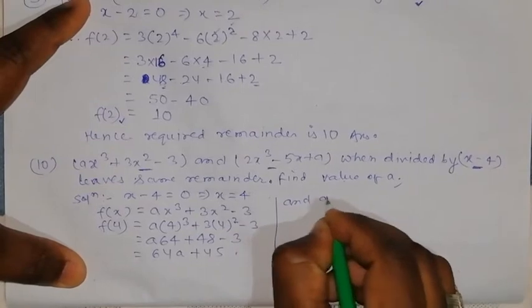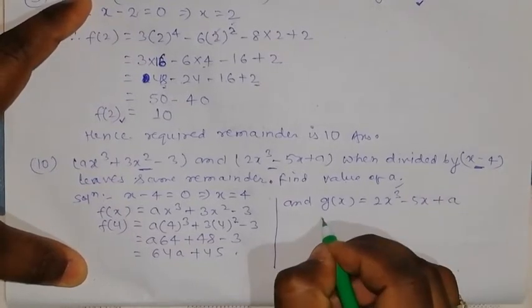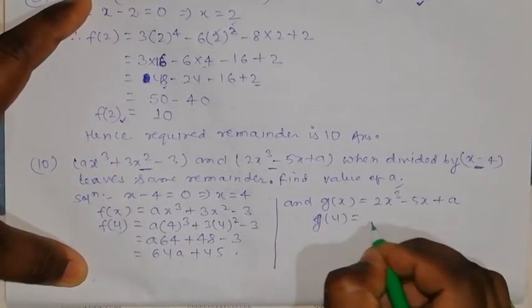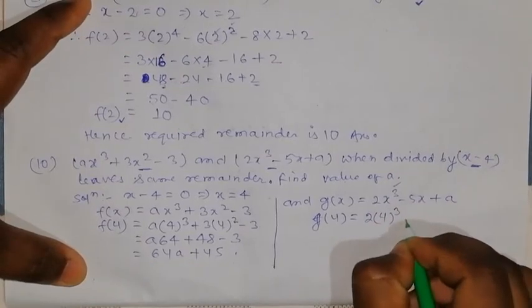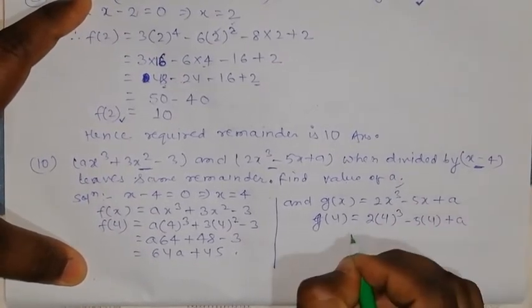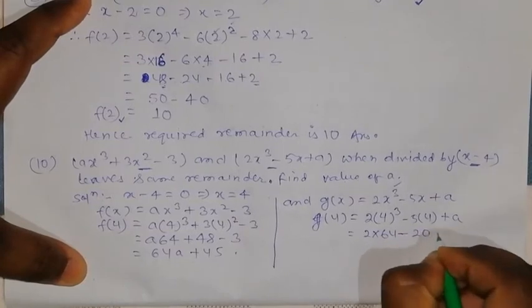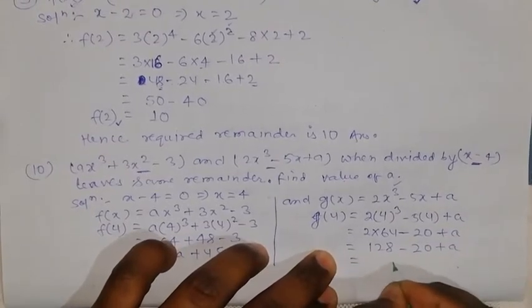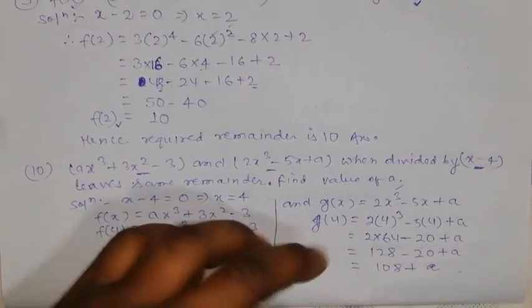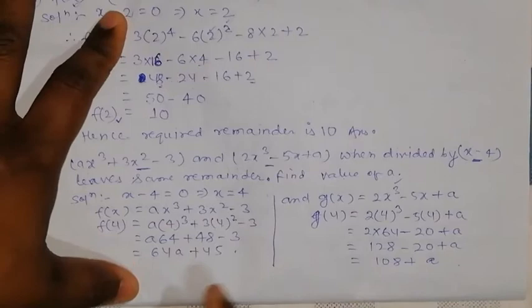Now g(x) is equal to 2x cube minus 5x plus a, when g(4) is equal to 2 into 4 cube minus 5 into 4 plus a, that is 2 into 64 minus 20 plus a, 128 minus 20 plus a, that is 108 plus a, and leaves the remainder same.